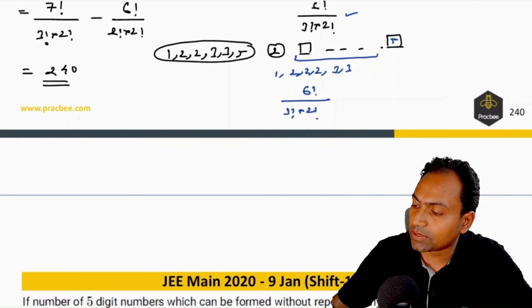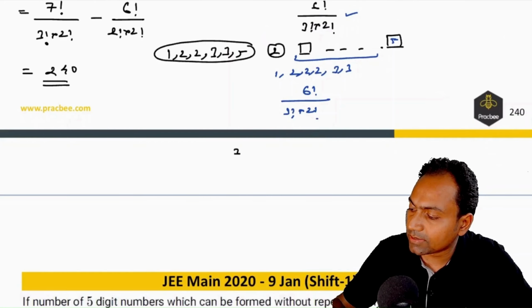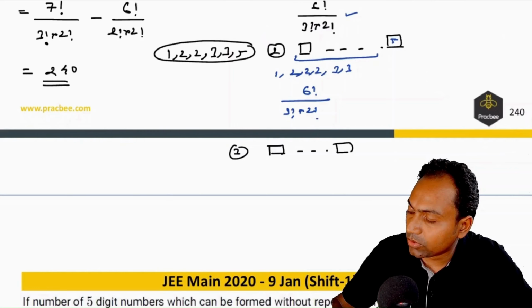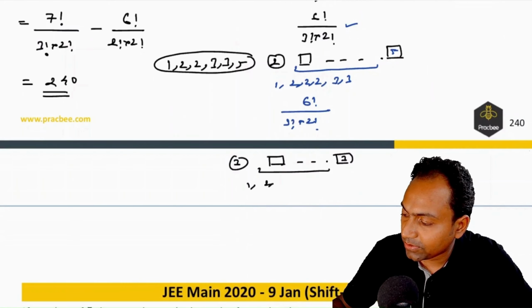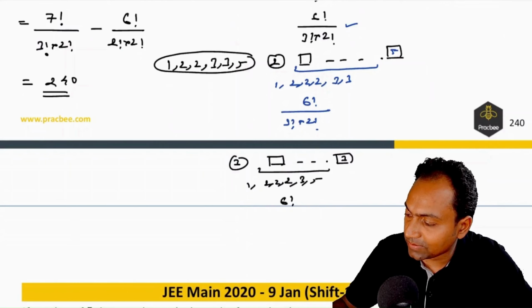And then there would be a third case. This third case talks about writing 3 here. Now these 6 places can be filled using 1 1, 3 2s, 1 3 and 1 5. So this becomes 6 factorial by nothing but 3 factorial.